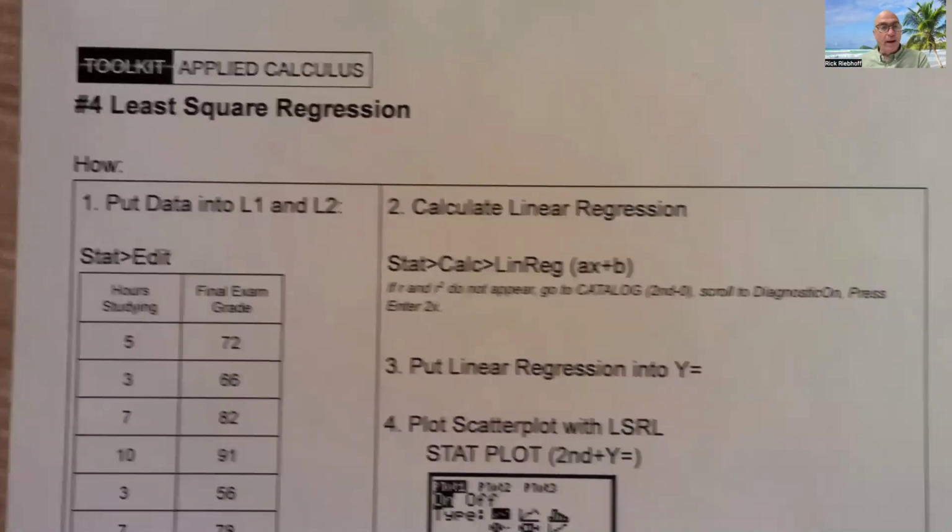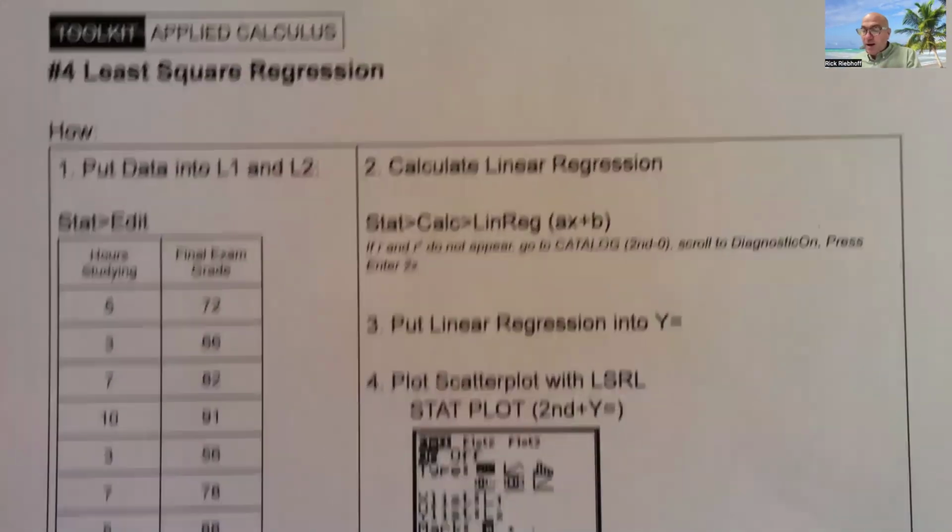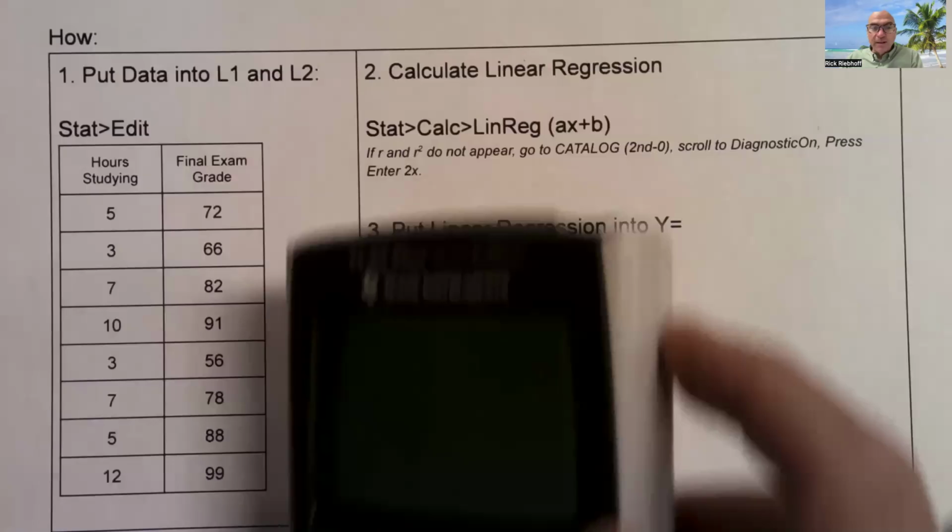Toolkit number four. Least square regression. So basically what we have is we're going to make a scatter plot. We see that on the left side. You've probably done this in classes before. This is going to be a little bit more calculator-ish, how to do this. We have some observations, hours studying, and then somebody's final exam grade, and I'm trying to see if there's a relationship between the two. Okay, so let's go ahead and do that.